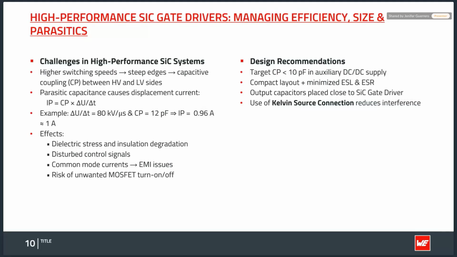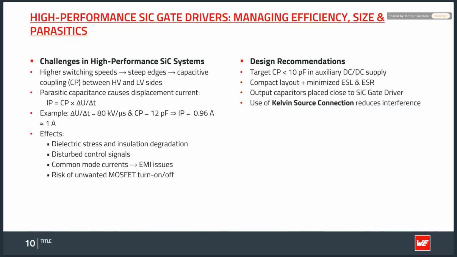I put an example here. Let's say we have 12 picofarads between sides and we're switching at 80 kilovolts per microsecond. Even with a simple approximation, that is already close to 1 amp of displacement current just flying around in the system. Why do we care? Because this current is going to stress the isolation. It will cause EMI through common mode currents and can actually lead to false turn-on of the MOSFET, which is obviously something we want to avoid.